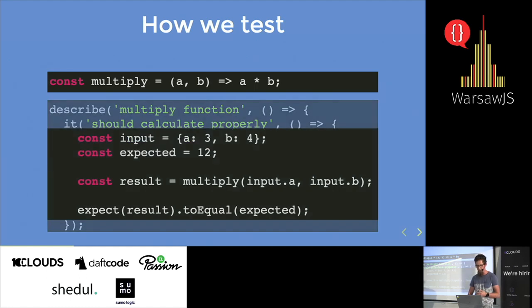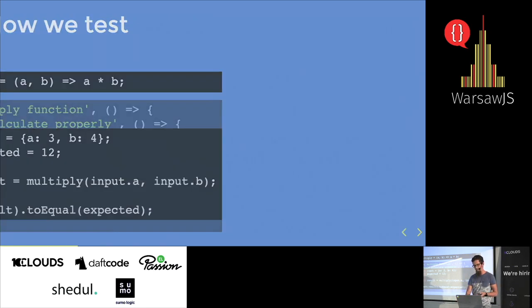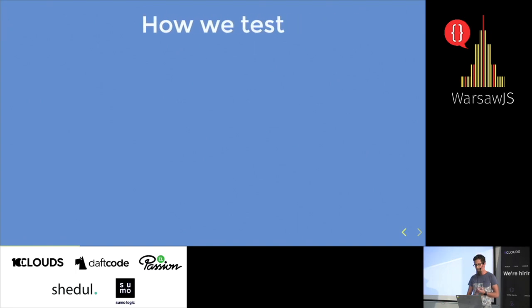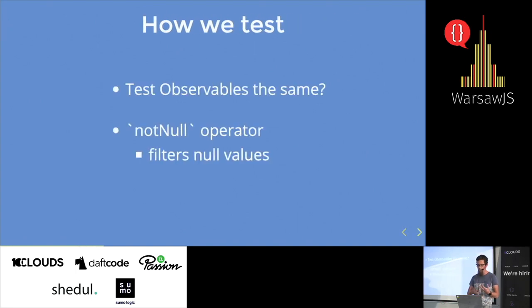So how do we test that? We provide it with the input and expected output, run our function with the input, and compare if the result is equal to the expected value. And in this case, it passes, so we are happy. And can we test observables the same way?